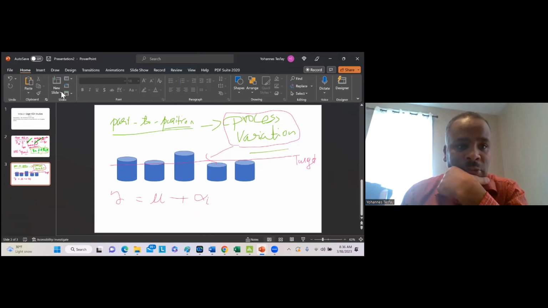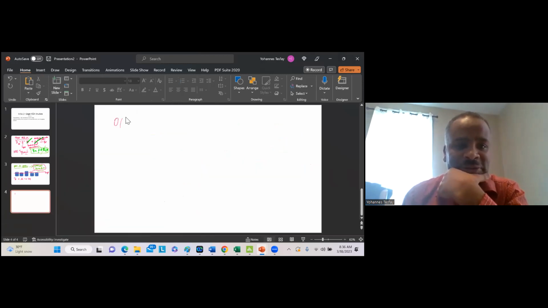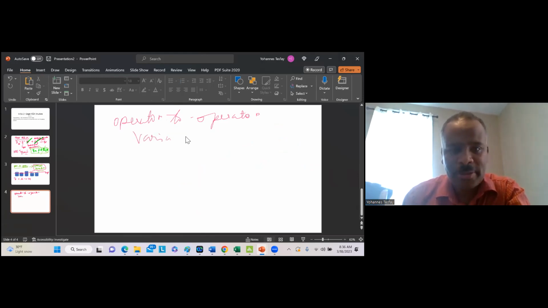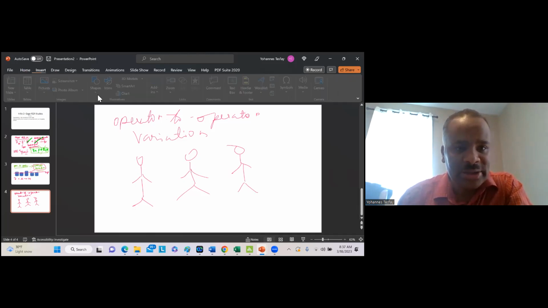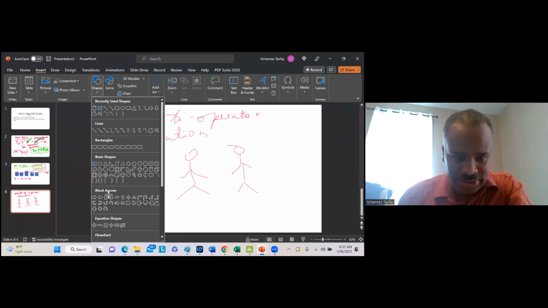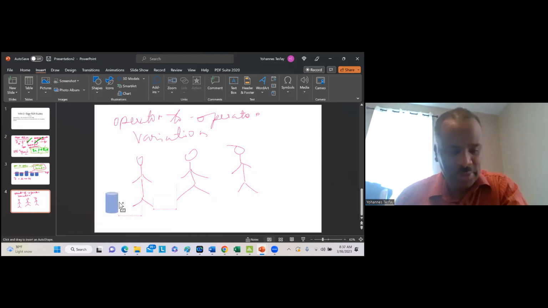Similarly, when we come to production, operator-to-operator variation. This means you have one operator here, very skilled, very professional. This is a young engineer, and this one is not very curious. They measure the same part. I gave them the same part to measure.